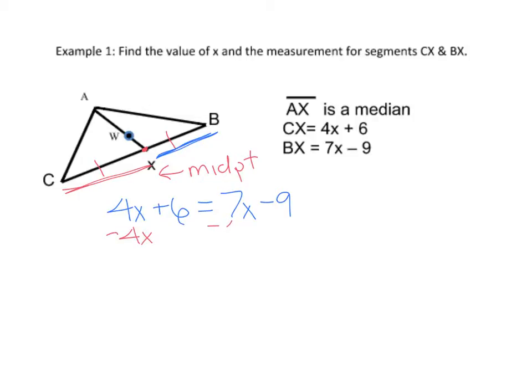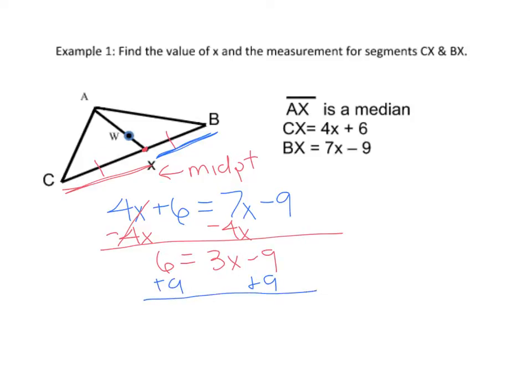I'm going to subtract 4x from both sides. 6 equals 7x take away 4x, leaves me with 3x, minus 9. I have to get rid of the minus 9 by adding 9 to both sides. 15 equals 3x. Last step is to divide both sides by 3. 15 divided by 3 is 5.